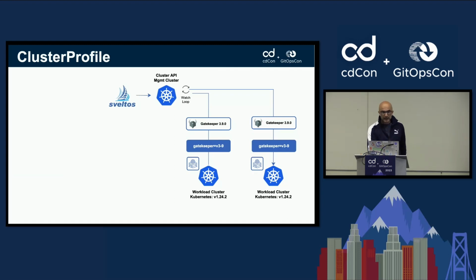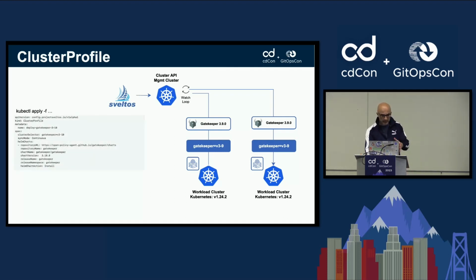But now, let's say that I know that Gatekeeper version 3.9.0 works just fine if the Kubernetes version is less than 1.25. But if the Kubernetes version is greater than or equal to 1.25, I want to automatically upgrade Gatekeeper to version 3.10.0. So I can create another cluster profile that says if the label is gatekeeper v310, deploy Gatekeeper version 3.10.0. And then I can create another classifier that says if you see any cluster whose Kubernetes version is greater than or equal to 1.25, add this label, gatekeeper v310.